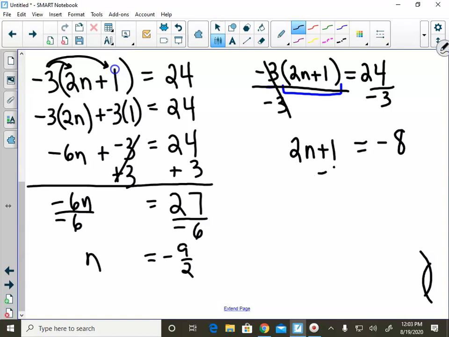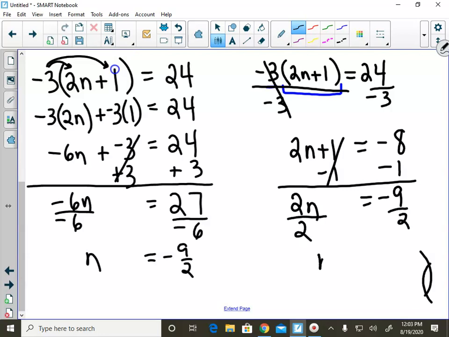So I will subtract 1 from both sides. And I have 2n is going to be equal to negative 9. And then if I divide both sides by 2, you can see that n is going to be equal to negative 9/2, which is the same thing I got before. So you can see when you have a distributive property problem, you can do it multiple ways. Whichever way you do it is entirely up to you. Both ways are perfectly acceptable. Your choice.